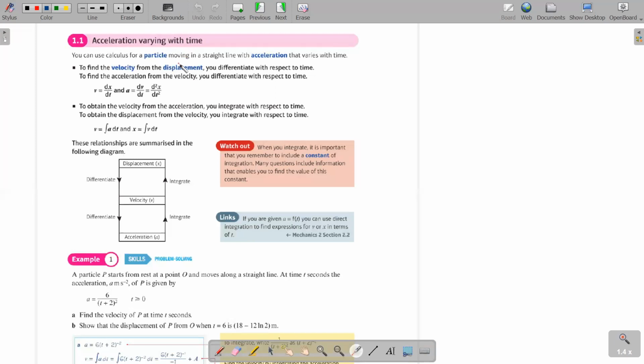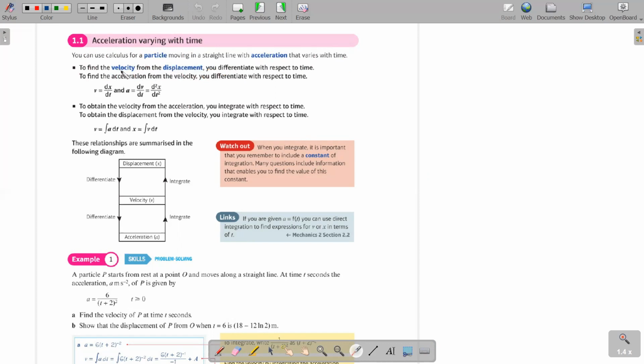Basically, we had changing velocity, changing displacement, but our acceleration was constant. But over here, you can see that we are working with the first part of the lesson, section 1.1. You talk about acceleration varying with time, or in other words, acceleration is a function of time. So you can use calculus for a particle moving in a straight line with acceleration that varies with time.